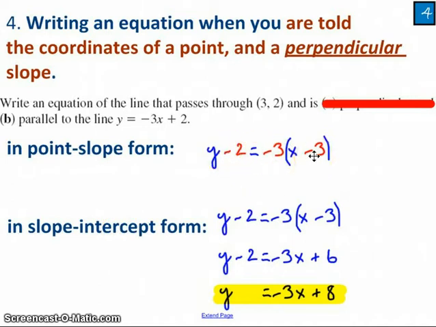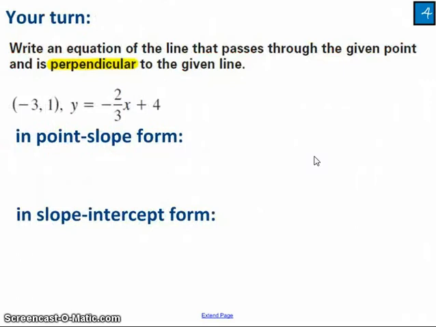Please don't hesitate to come in and ask questions if you have them. But otherwise, it's your turn. Go ahead and do the same thing. Point-slope form here, from a point and this equation, and slope-intercept form. Keeping in mind, I'm only asking you one scenario here. Just give me the perpendicular.